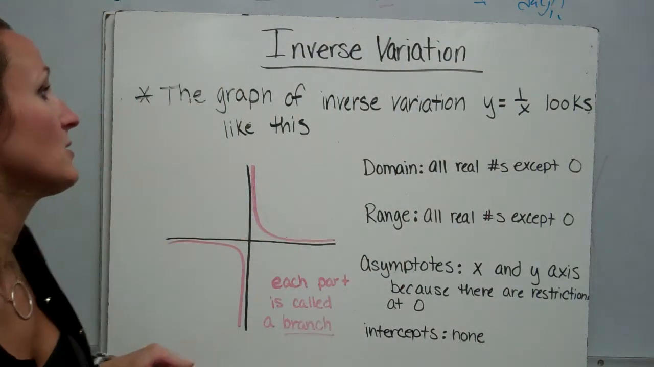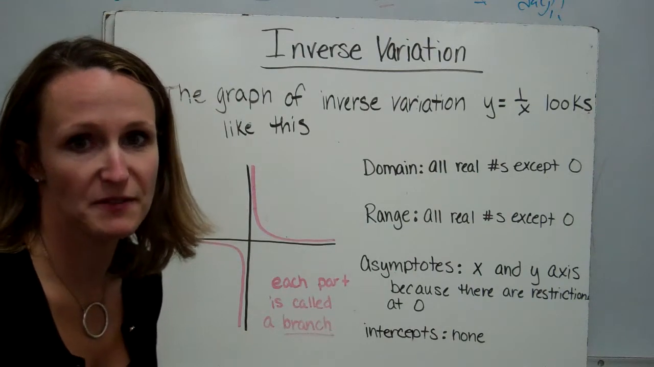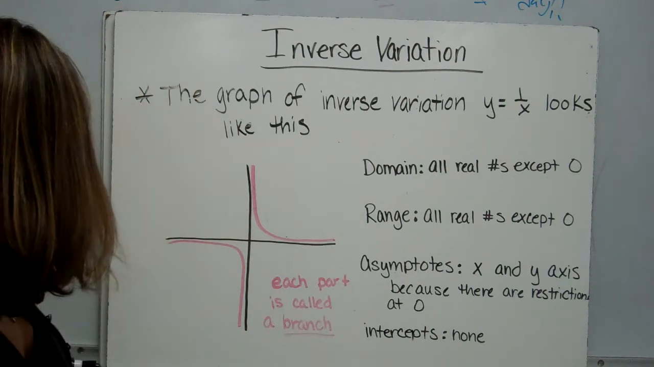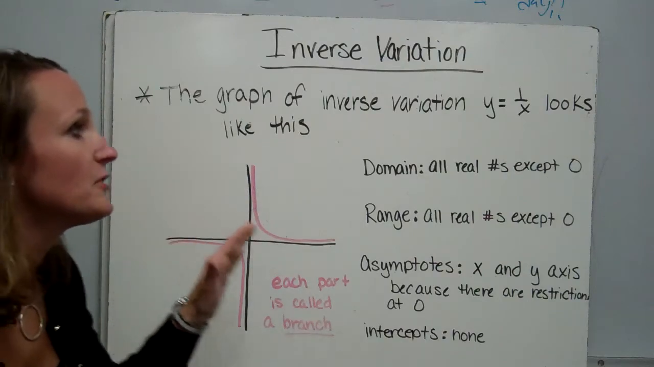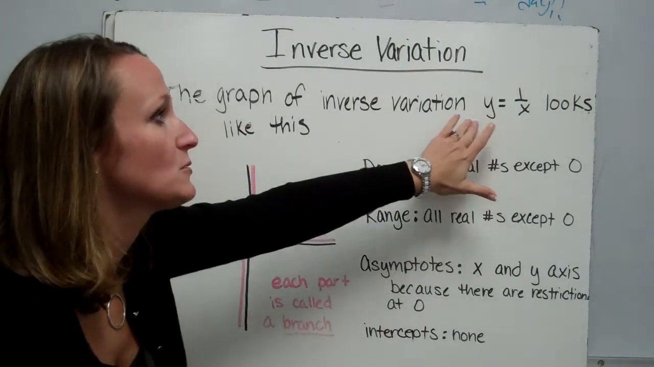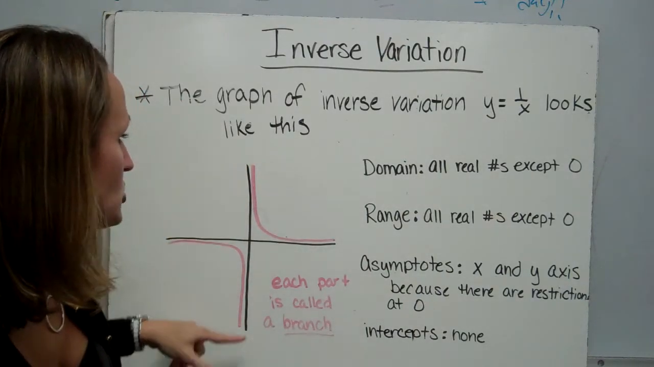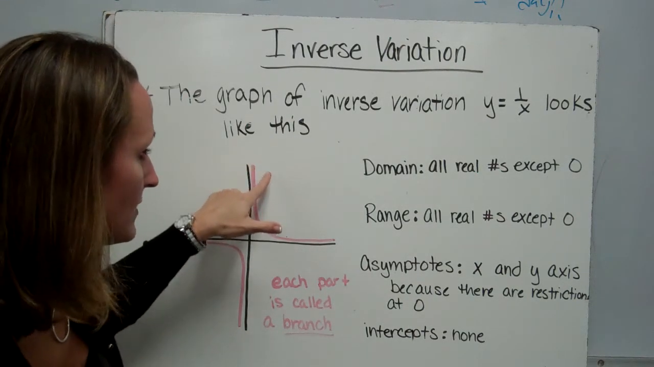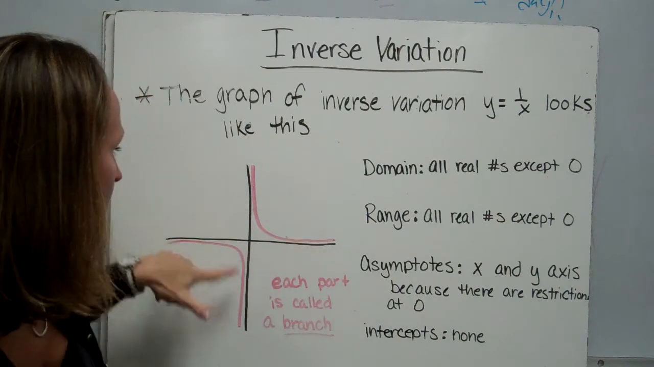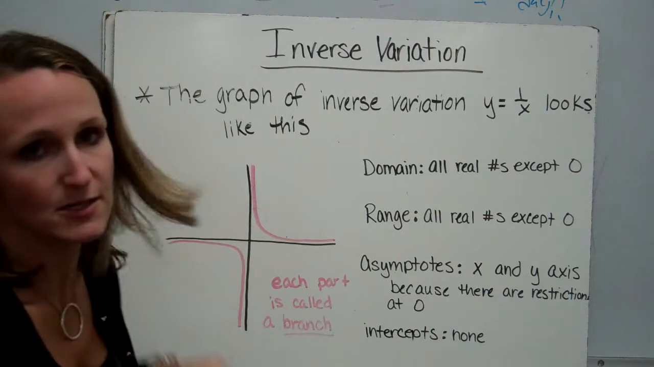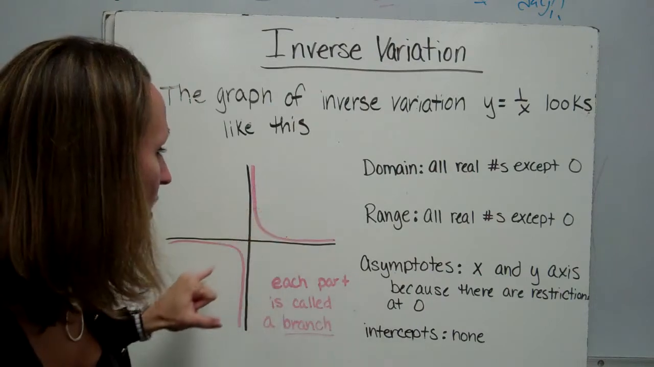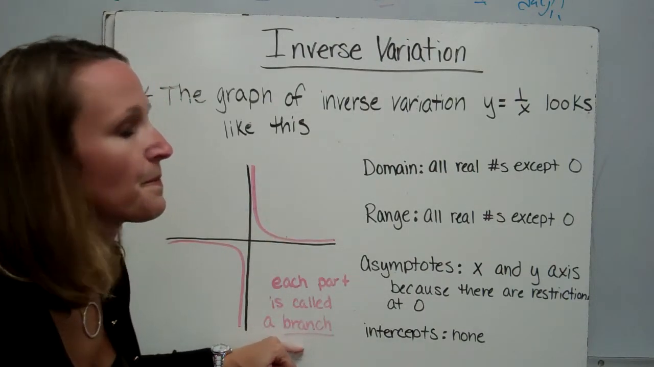In this video, we're going to talk about inverse variation and the graphs of inverse variation. The graph of inverse variation, which can be represented as y equals 1 over x, looks like this: if this is your quadrant, you have a kind of really wide U and another really wide U here, diagonally across from each other. Each part of this is called a branch.